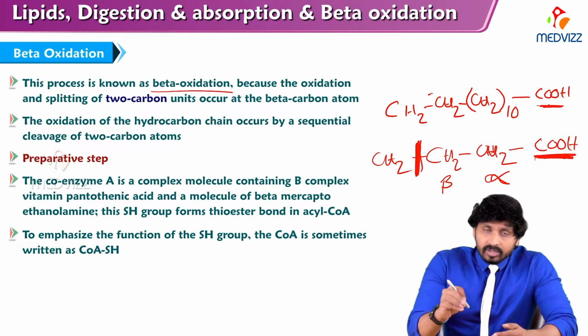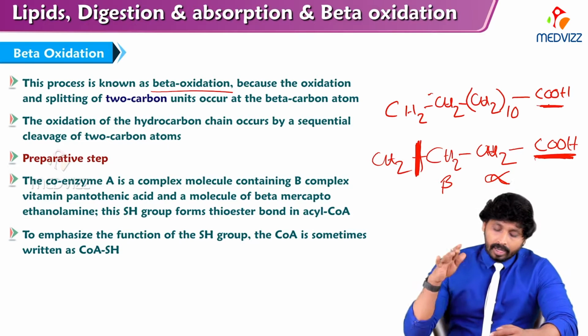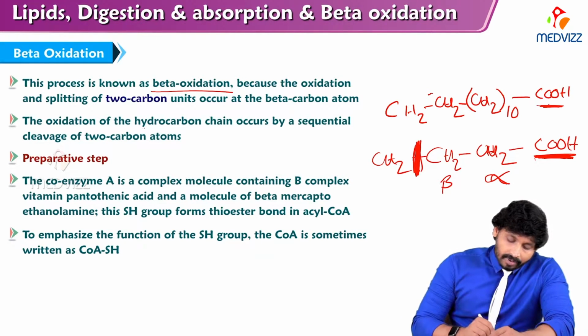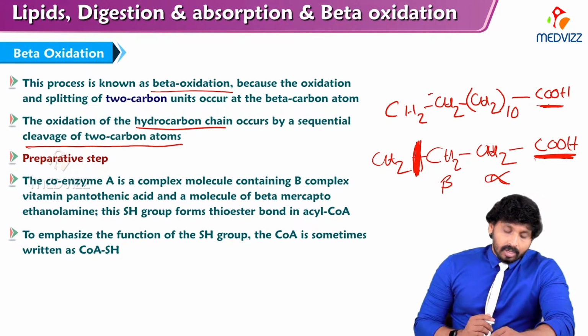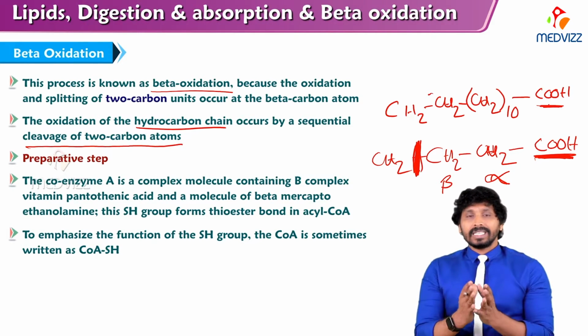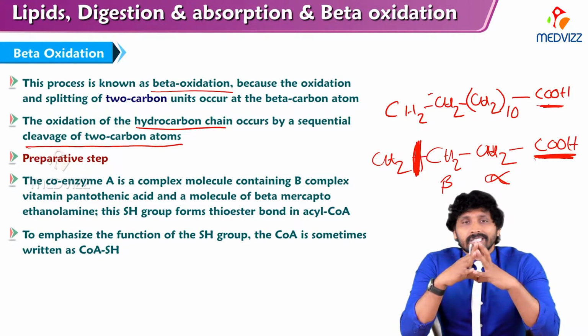In beta oxidation, every time 2 carbon units are removed from the beta carbon. Oxidation of the hydrocarbon chain occurs by sequential cleavage of 2 carbon atoms. There are many steps involved in beta oxidation, so before that I'll give you some basic aspects. Beta oxidation mainly takes place in the mitochondria of the cell.